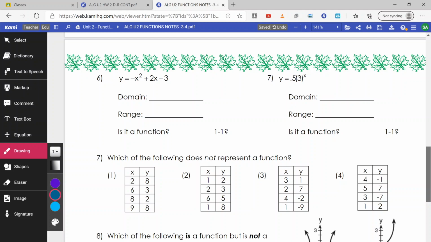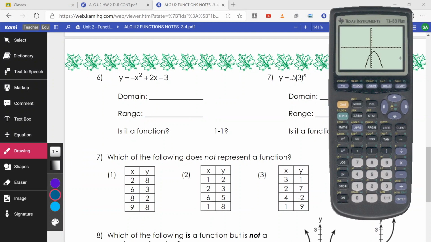And when I hit the graph button here on the top right hand side, it's going to show us what the graph looks like. It comes up and then it comes back down. And we can zoom in, zoom out as much as we want to. So if I were to draw a vertical line through this graph here, I'm only going to hit one spot. So we can tell that it is a function just by looking at the graph.